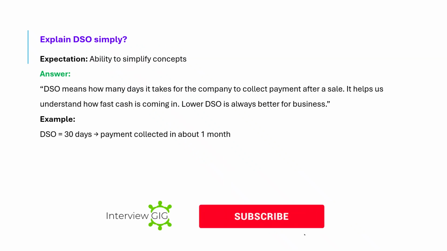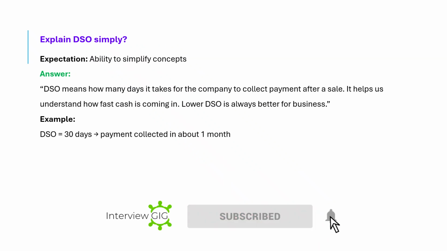Explain DSO simply. Expectation: ability to simplify concepts. Answer: DSO means how many days it takes for the company to collect payment after a sale. It helps us understand how fast cash is coming in. Lower DSO is always better for business. Example: DSO equals 30 days, payment collected in about 1 month.